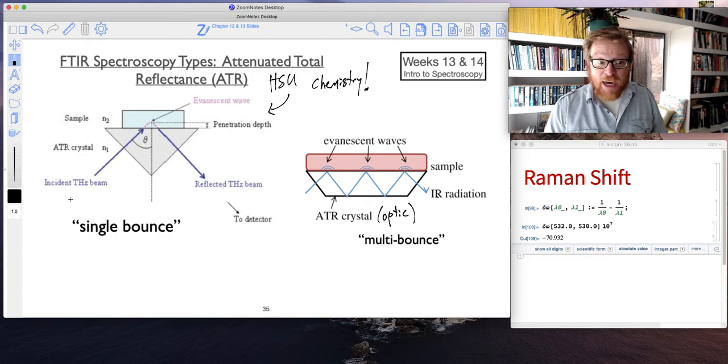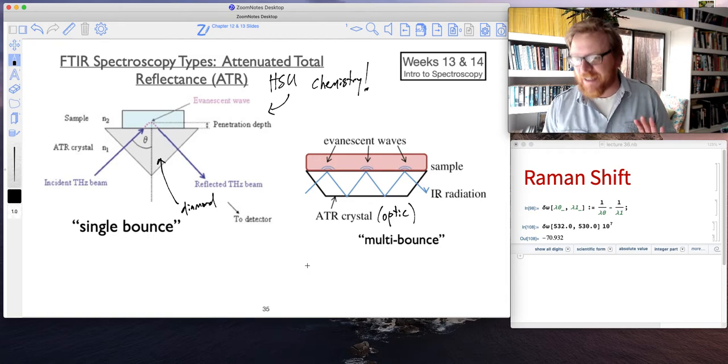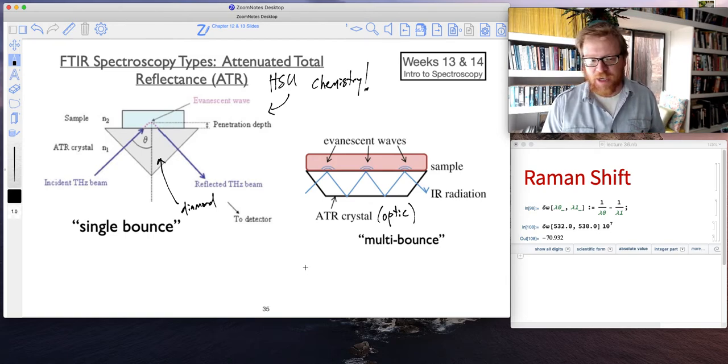And the IR beam actually comes up from underneath through this crystal. The one that we have at HSU is actually a diamond, believe it or not. So that's even better than zinc selenide because it's not going to get damaged. Crazy expensive, okay? As you might imagine, it's a diamond.